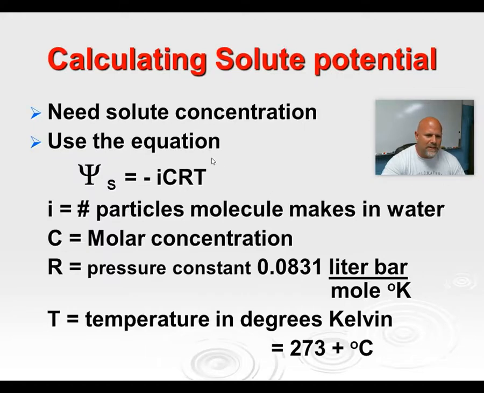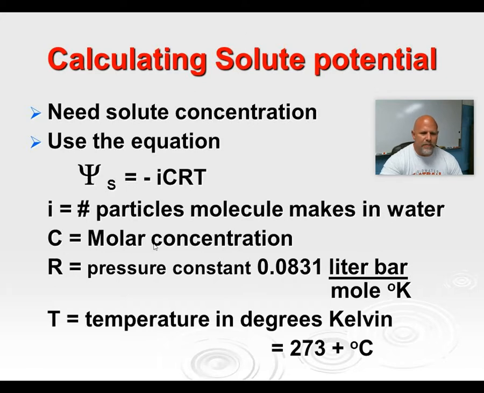So how do we calculate solute potential? Solute potential is calculated by a few different numbers. The first number, i, is whether or not that molecule ionizes in water. If it ionizes in water, like salt, it forms ions in water, then that first number is 2. If it doesn't ionize in water like sugar, then the i is 1. This is just how many particles the molecule makes if we dissolve it in water.